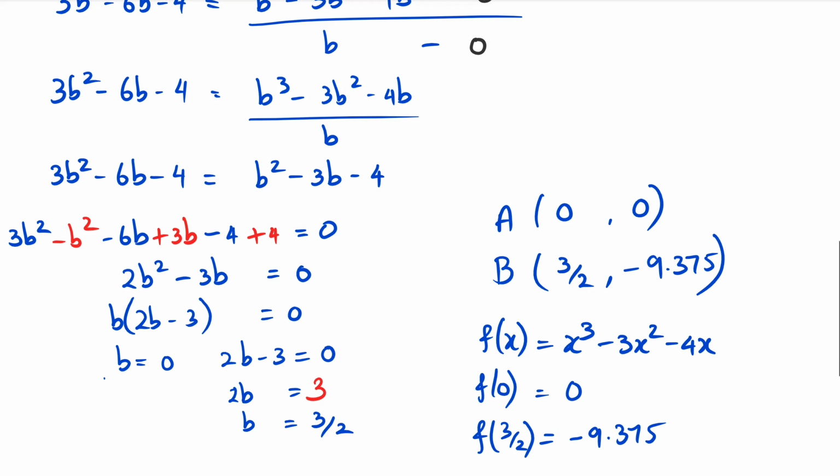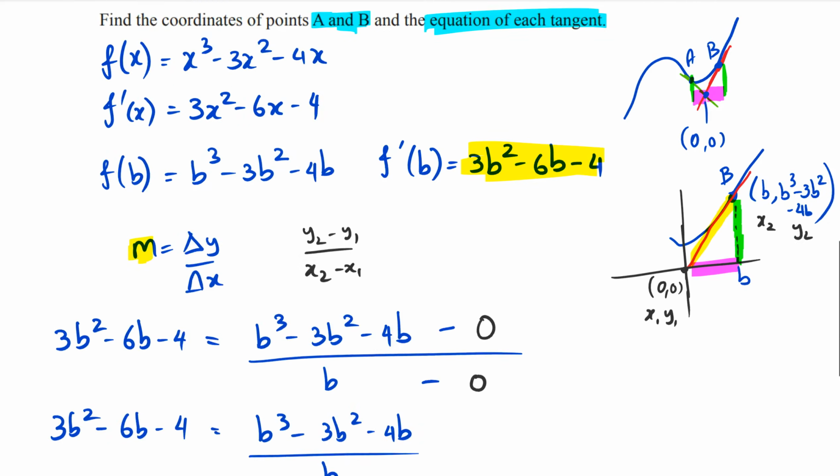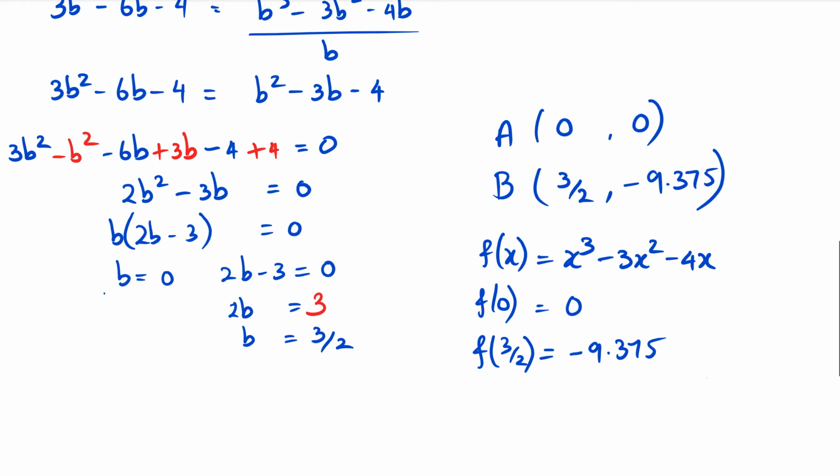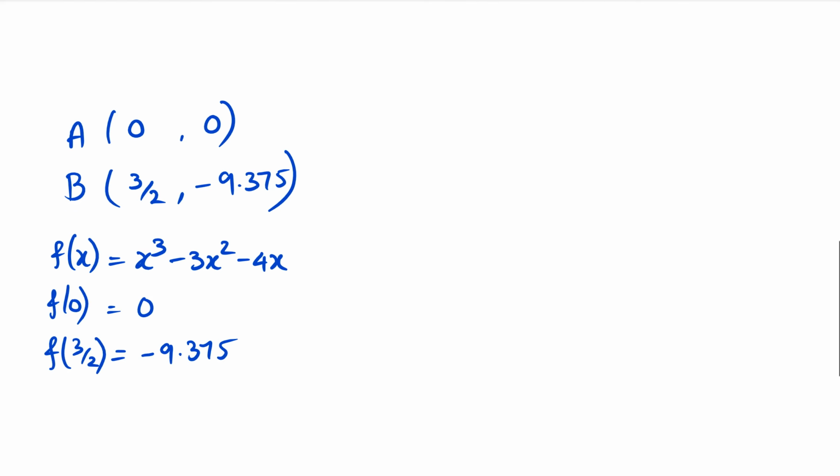Now weirdly with this question, that's not all, because if we go back to the original question, it actually says find the coordinates of points A and B and the equation of each tangent. Man, this question just keeps giving, doesn't it? Okay, so we've got the points A and B, but now we need to work out what the equation of the tangent is.